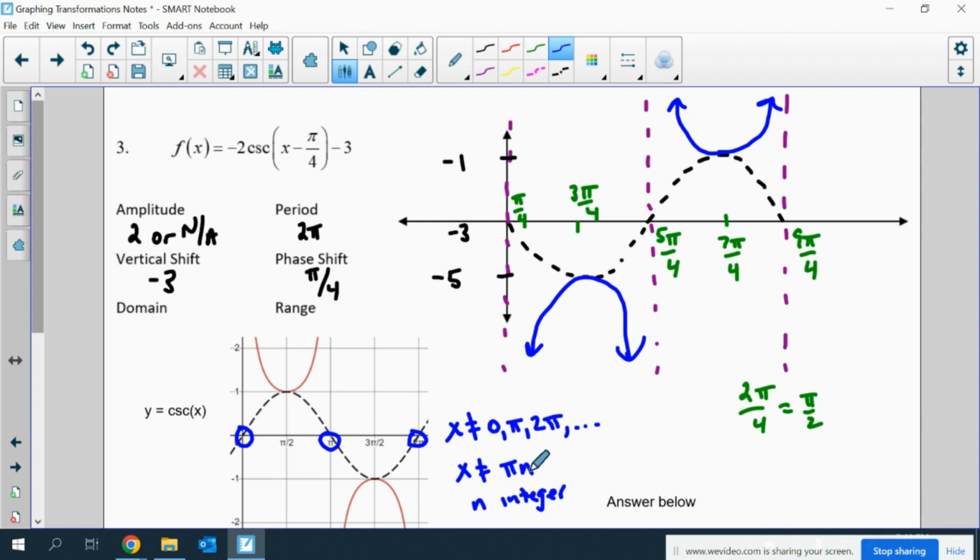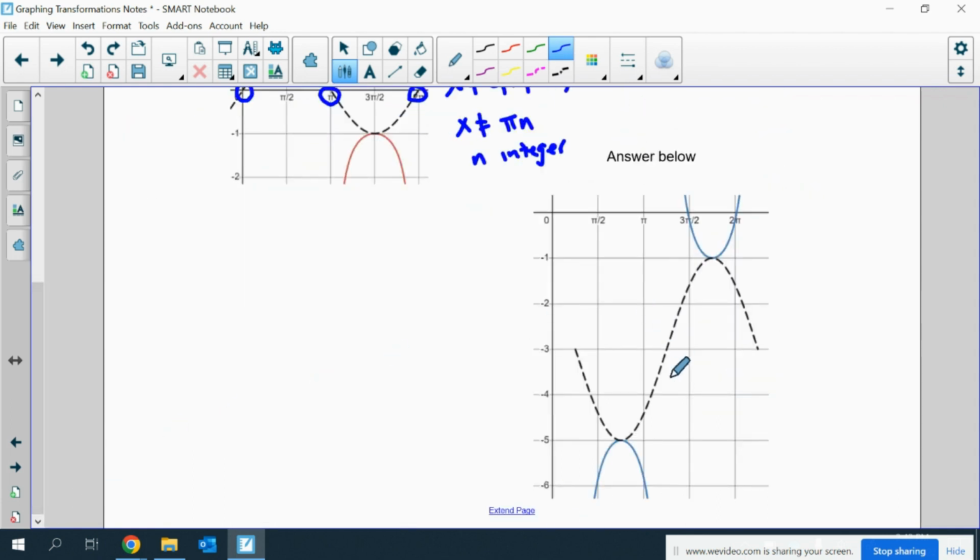So in this case, all I'm doing is shifting it to the right, pi over 4. So I would say x is not equal to pi n plus pi over 4. So I just take what my normal one is, and then I shift it over however much I have to shift it. Unless there's some sort of period change, then I would have to take that into account too. The range of this function is negative infinity to negative 5, union negative 1 to infinity. And again, let's look at this graph in its context where the origin is here. So that's kind of what the graph would look like.